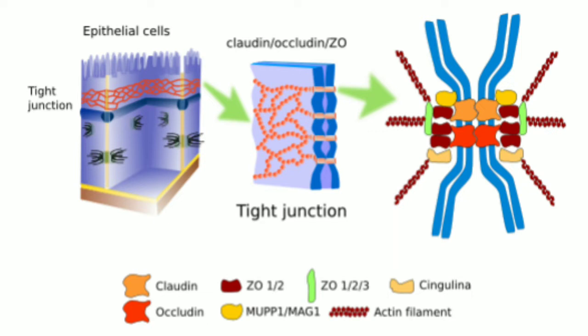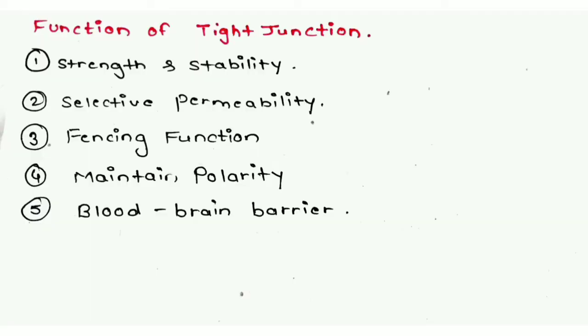So this is the structure. Basically, you can say the transmembrane protein or the tight junction membrane protein makes up the ridge, and the scaffold protein or the peripheral protein are anchored with the tight junction membrane protein of the respective cells. Moving on, let's study the function of tight junction.